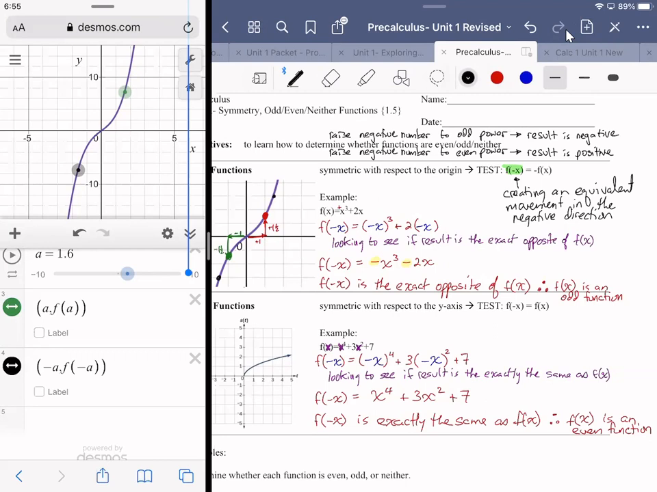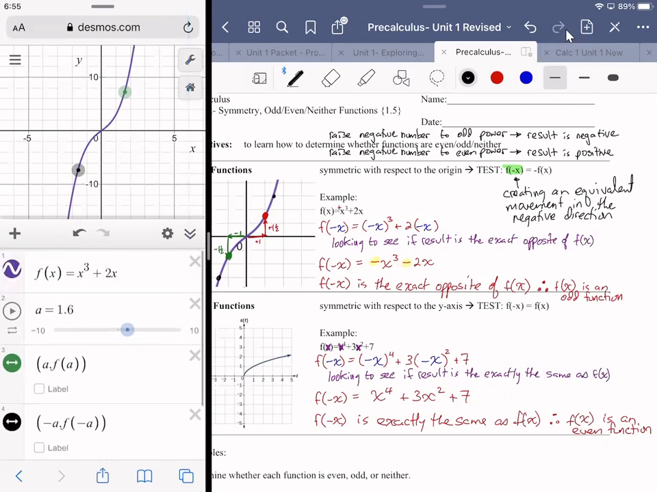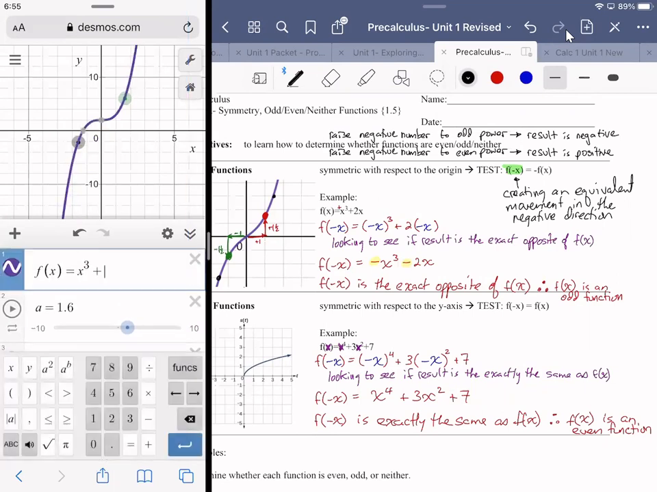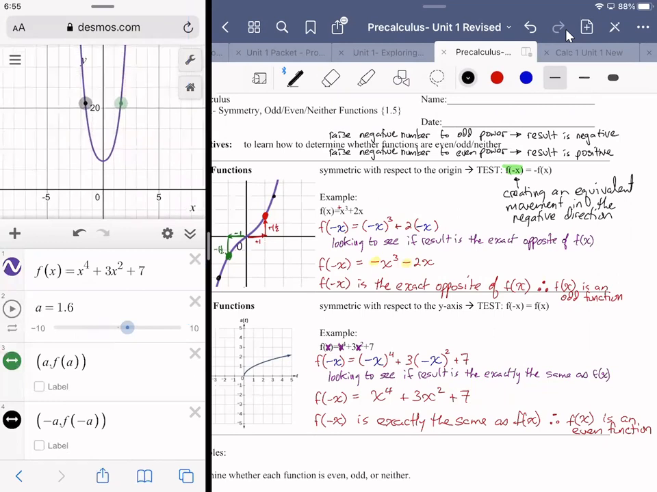All right, so what's happening here is if we get an opposite relationship in the y values, that means that the distance above the x-axis for the green point is the same as the distance below the x-axis for the black point. And that is the definition of origin symmetry, which forces it to be what we call an odd function, right? As opposed to this other equation, x to the 4th plus 3x squared plus 7. I'll just zoom it out a little bit.